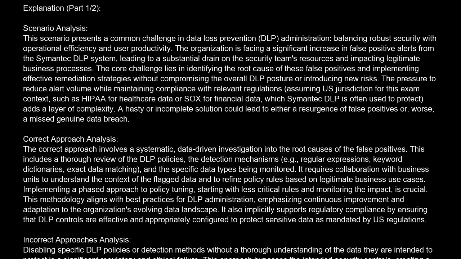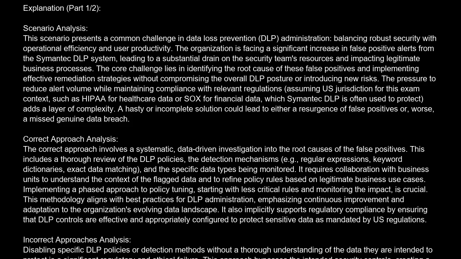This includes a thorough review of the DLP policies, the detection mechanisms, e.g., regular expressions, keyword dictionaries, exact data matching, and the specific data types being monitored. It requires collaboration with business units to understand the context of the flagged data and to refine policy rules based on legitimate business use cases. Implementing a phased approach to policy tuning, starting with less critical rules and monitoring the impact, is crucial. This methodology aligns with best practices for DLP administration, emphasizing continuous improvement and adaptation to the organization's evolving data landscape.